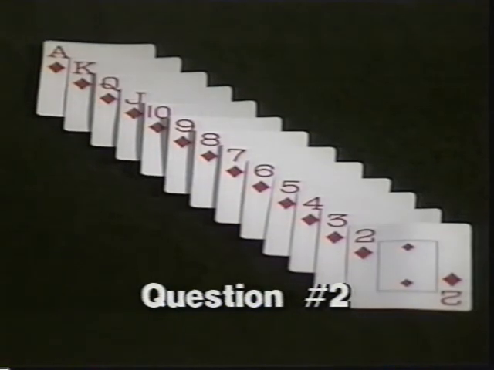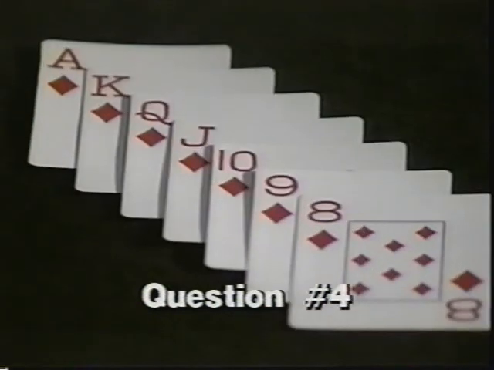Is it a heart? So we know it's a diamond. If ace is high, is it a 7 or lower? Is it a jack or higher? Is it a king or higher? Is it the queen? So it must be the jack of diamonds.